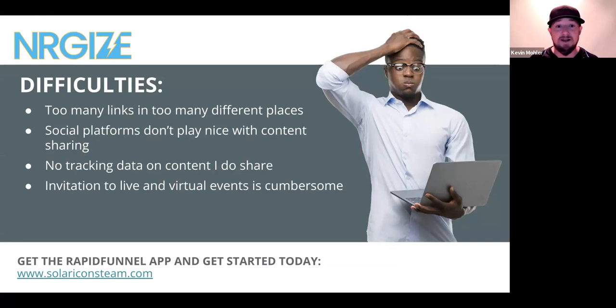It may simply be because they will throttle the amount of people that even see your post if you have a link, right? So no tracking data on content that you do share. So let's say you do post a link on social media. Well, you don't know who's clicking on it and who's doing what, because you don't own their platform and they're not going to tell you, right?